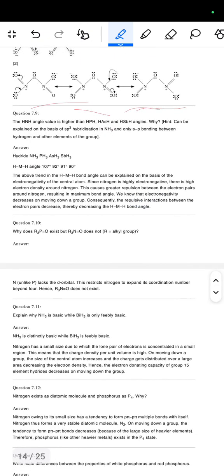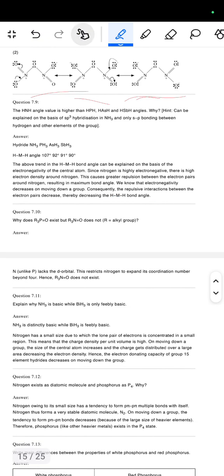Then comes: the HNH angle value is higher than the HPH, HAsH and HSbH angles. Why? The HMH angles for NH3, PH3, AsH3, SbH3 are 107 degrees, 92 degrees, 91 degrees, 90 degrees. The above trend in the HMH bond angle can be explained on the basis of the electronegativity of the central atom. Since nitrogen is highly electronegative, there is high electron density around the nitrogen. This causes greater repulsion between the electron pairs around the nitrogen, resulting in the maximum bond angle. We know that electronegativity decreases on moving down the group. Consequently, the repulsive interaction between the electron pairs decreases, thereby decreasing the HMH bond angle.